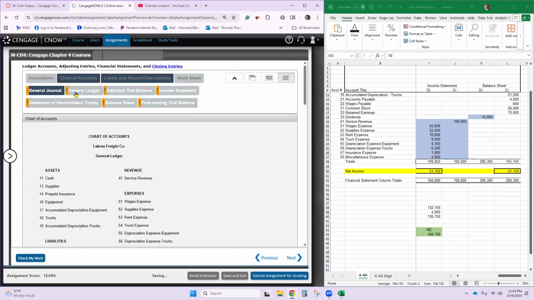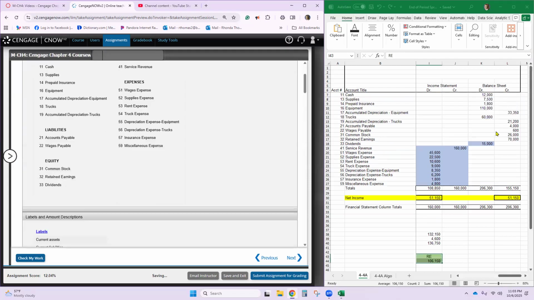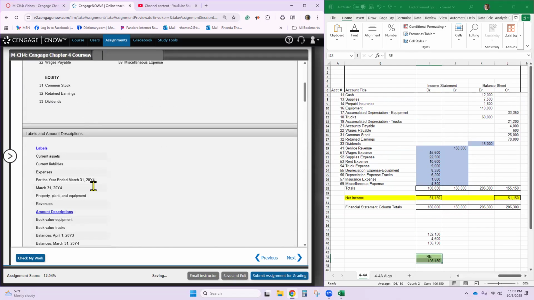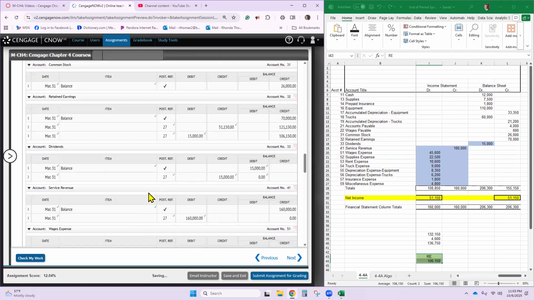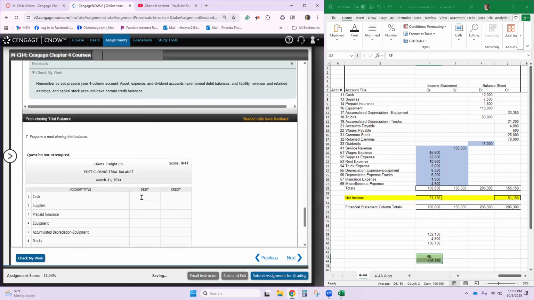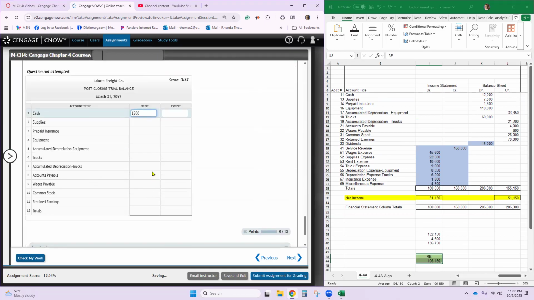Get rid of the ledger. Get rid of the journal. Now we're just going to do the post-closing trial balance. We can use some of this in here. All right, so, and there sets our numbers if we want them or need them. So cash, 12,000. Supplies, 7,500. Prepaid insurance, 1,800. Equipment, 110,000.